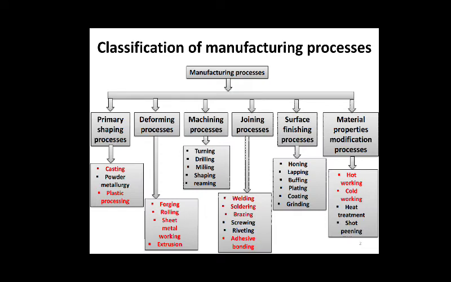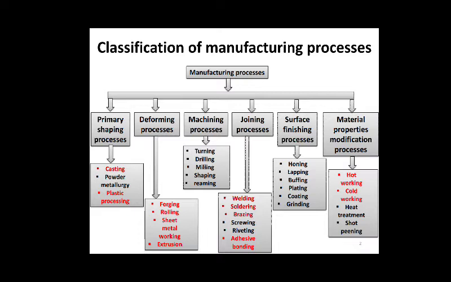So the main classifications are primary shaping processes, deforming processes, machining processes, joining processes, surface finishing processes, and material properties modification processes. In primary shaping processes, there are again sub-classifications, that is casting, powder metallurgy, plastic processing. And in deforming processes, there are further sub-classifications, that is forging, rolling, sheet metal working, extrusion.